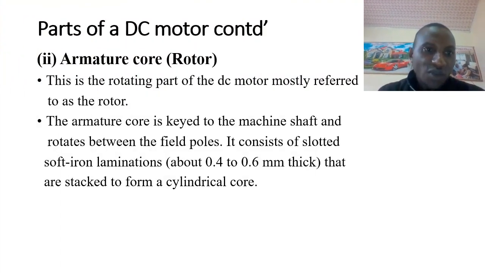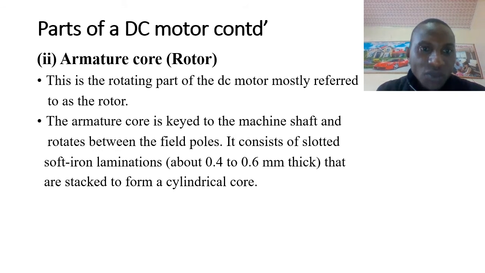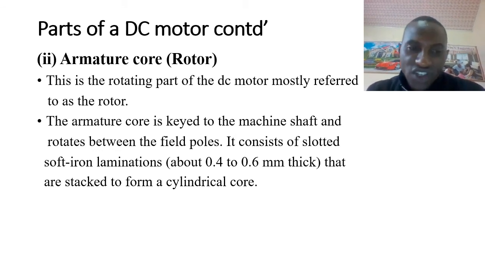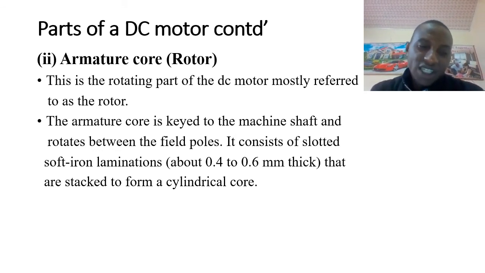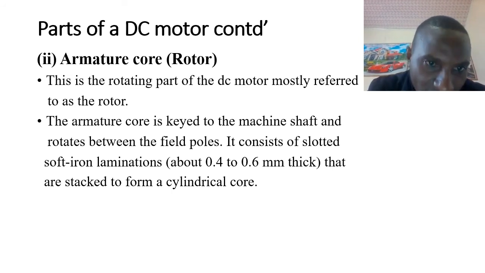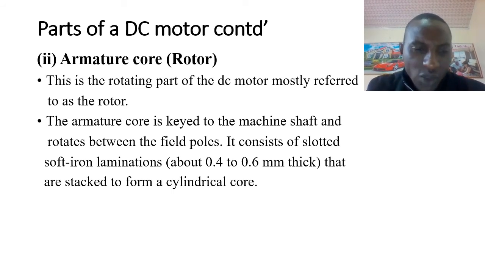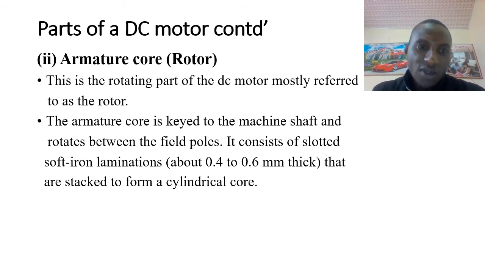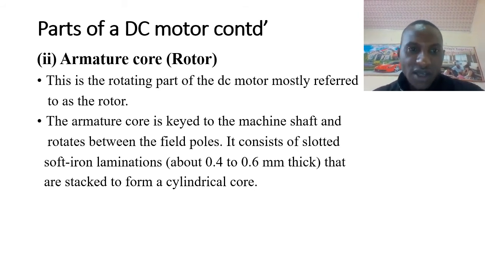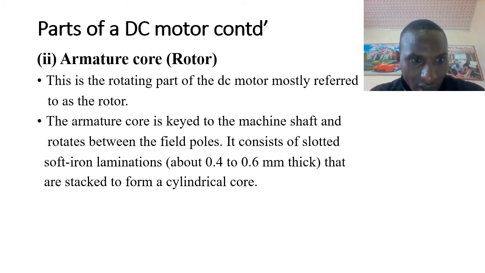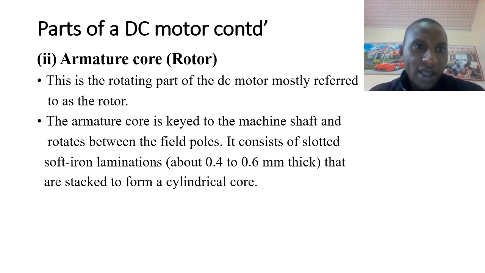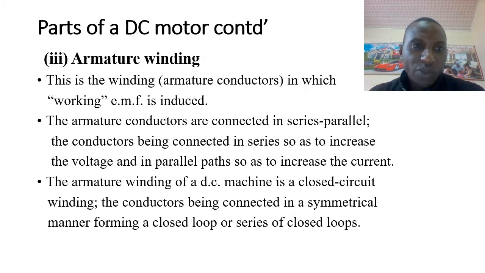Then when we move to the next part of the DC machine, we have the armature. The armature core, which is the rotor. Mainly it's called the rotor. This is the rotating part of the DC machine, and mostly this is where the armature windings are, and this is where the induced EMF acts on the rotor in order to induce the rotating motion.